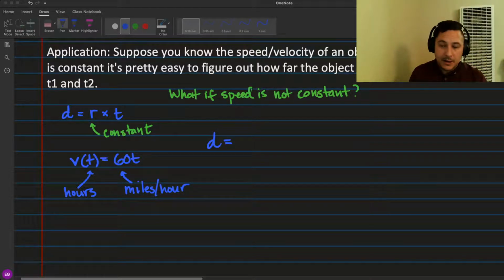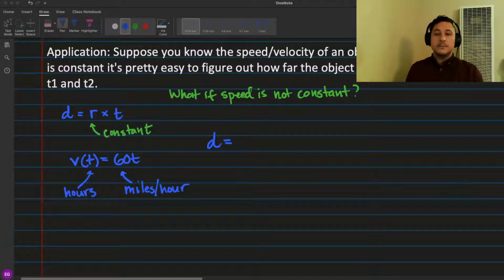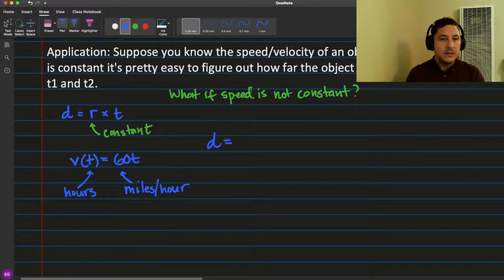1 hour later, how fast are you going? I couldn't hear you. 60 miles per hour, I think that's what the person said, but your mic was really, really low. Yeah, it's recording. So at time 0, you're going 0 miles per hour. 1 hour later, you're going 60 miles per hour. Half an hour later, you're going 30 miles per hour. So we could graph this.